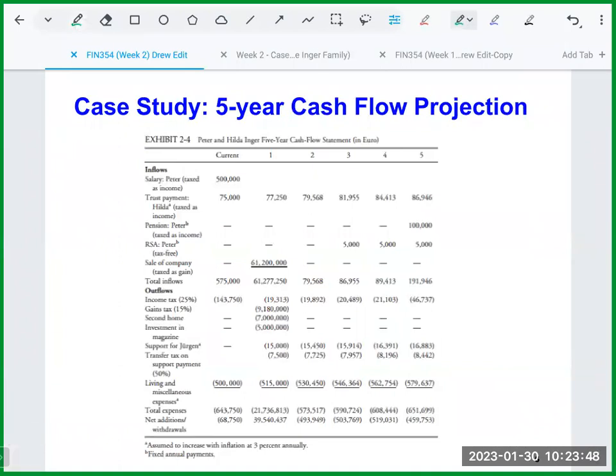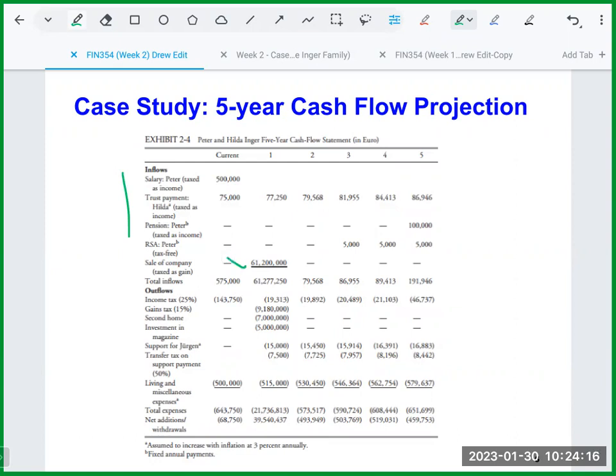we plug in the values of the inflows and outflows in a cash flow projection. I hope this is not new to you, like you have done discounted cash flow, DCF, in your previous module, given year 3, year 4. So basically you put in all your inflows first, your sales of the company. This is a lump sum amount.